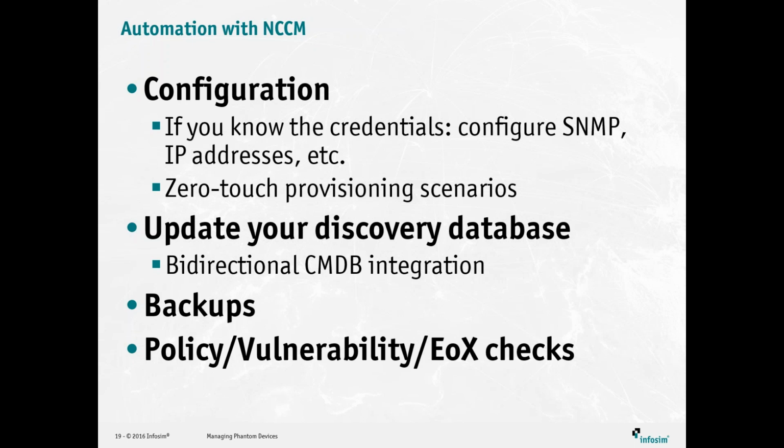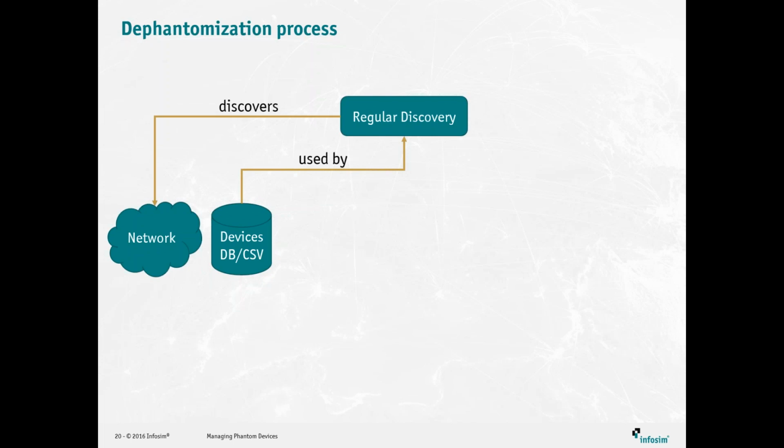So how does the whole process look like? At first, you have your devices database or a CSV file if you're using them. So this might also be your CMDB, and StableNet uses this information by its regular discovery mechanisms to discover your network and to update the StableNet inventory. So this is the very basic discovery mechanism that most of the people use.